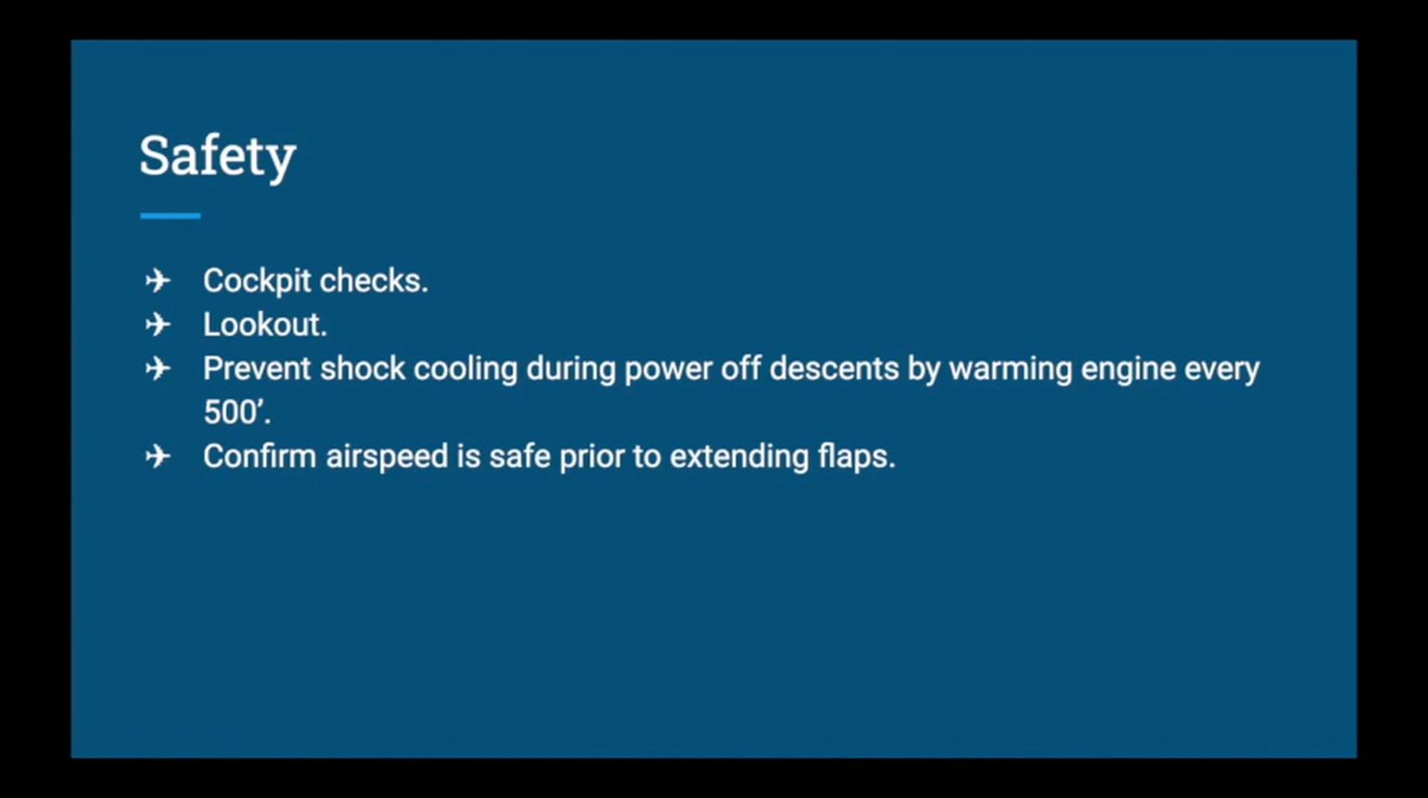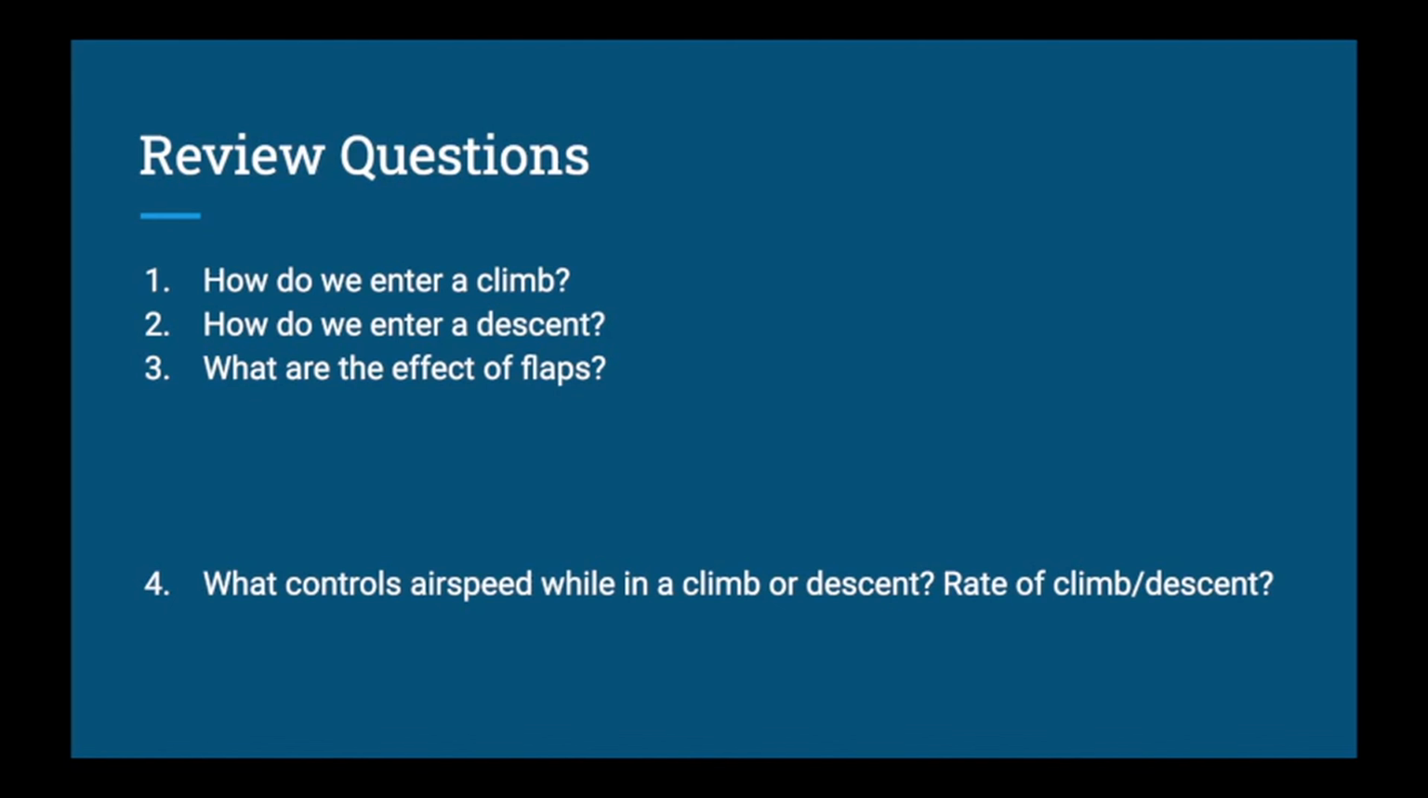Okay, a couple safety items for this is doing cockpit checks. So this could be if you're flying a carbureted airplane, you would need carb heat hot. If you're reducing that power out of the green arc, make sure you're doing good lookouts for other traffic, every 500 feet during the climb, and preventing shock cooling during power off descents by warming the engine every 500. Confirming the airspeed is safe prior to extending flaps. So you'll find your VFE, flap extension speed, in the limitations section of the POH. So you should be familiar with that airspeed. Make sure that you're not going to overspeed your flaps.